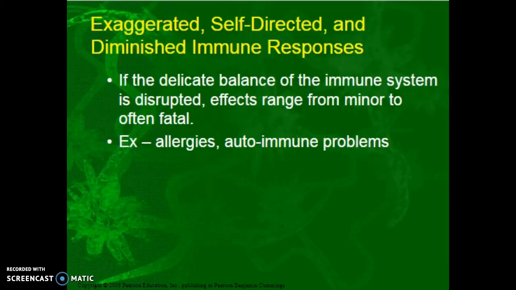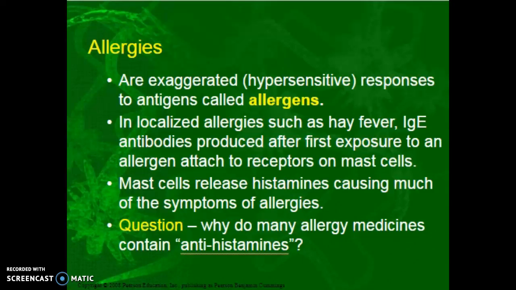If those are thrown off, then you're going to see changes. Examples are allergies and autoimmune problems. I've got examples of both of those. So let's talk here, and then I think I'll be able to bring it back around to exaggerated, self-directed, and diminished immune responses. So allergies are exaggerated responses to antigens that we call allergens.